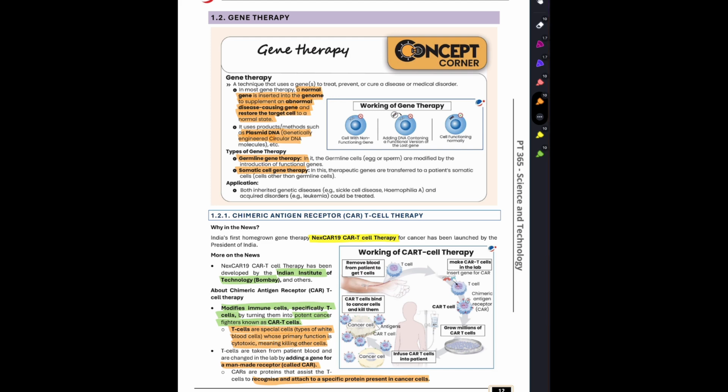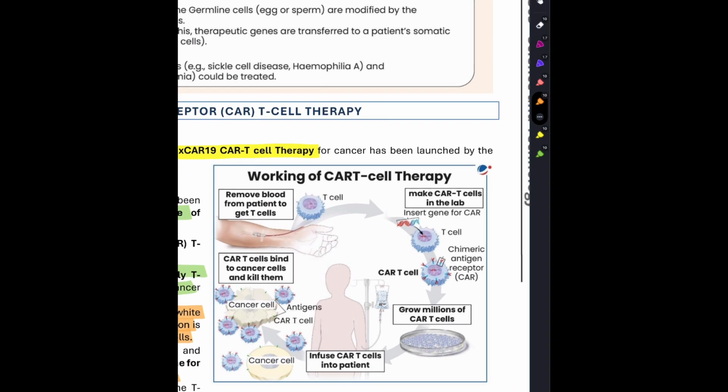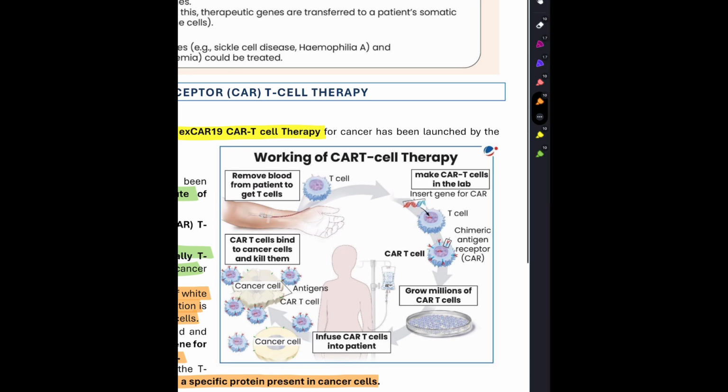The working of CAR T cell therapy. First we need to remove the person's blood, and from that blood we extract the patient's T cells. These T cells are then taken to CAR T cell labs, where we make CAR T cells, which involves inserting the gene for CAR in the T cells, which leads to the chimeric antigen receptor CAR. So therefore, the CAR T cell.